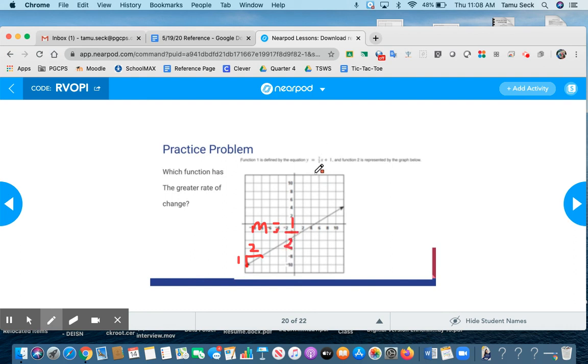And this one, m is equal to 3/4. So which has a greater rate of change? So the question is which one is a bigger number? Is 1/2 a bigger number, or is 3/4 a bigger number? So whichever one is the bigger number is the greater rate of change.